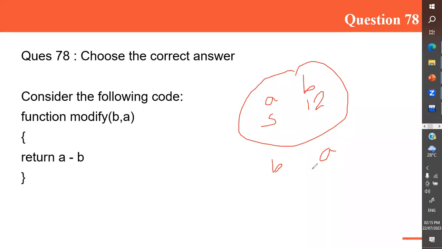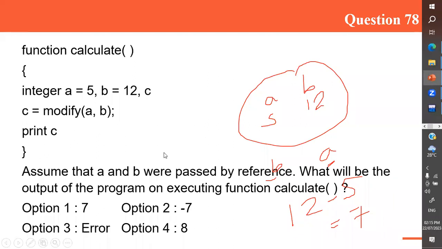What is A minus B? 12 minus 5. That's all right. A minus B, A value is 12, minus 5. What is 12 minus 5? 7. Am I right, everyone? So 7 will be returned. So C is 7. Got it or not?